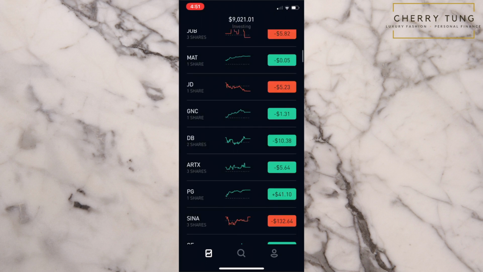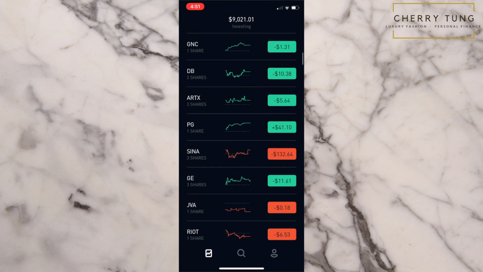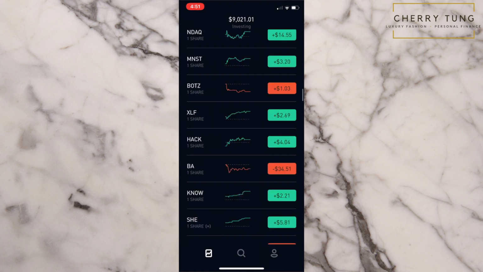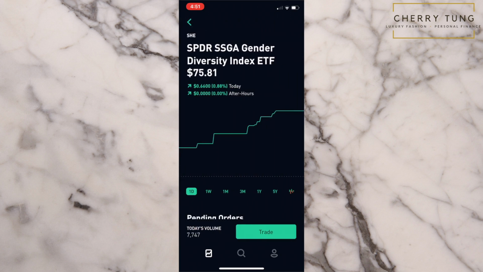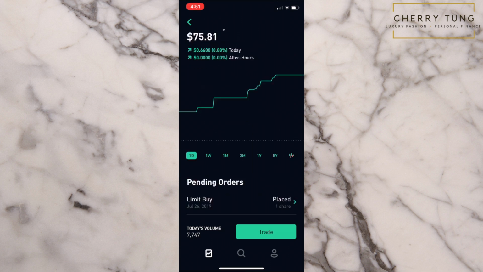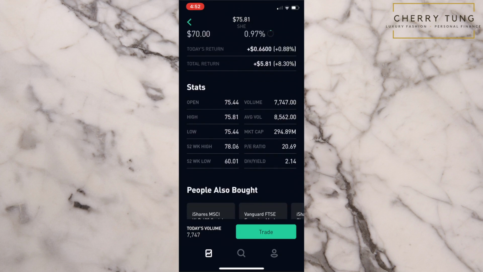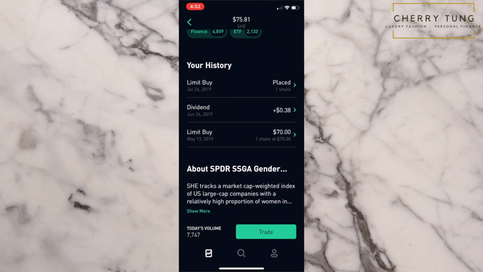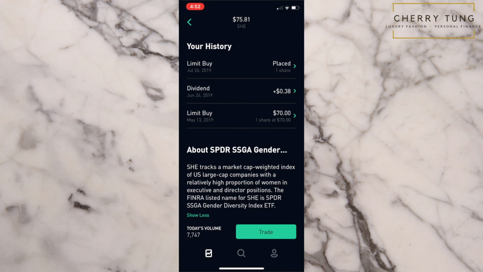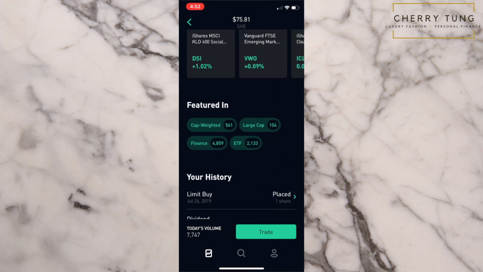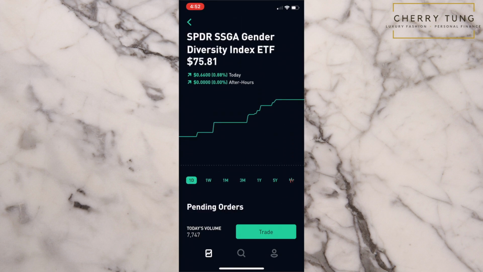And then another type of stock that I believe is worth mentioning is index funds. Let me just find an index fund. So this is a really, really interesting index fund. This is SHE, and I only invested in this last month. You can see that SHE tracks a market cap weighted index of US large cap companies with a relatively high proportion of women in executive and director positions. So what the fund does is it tracks the companies that have more women on board.